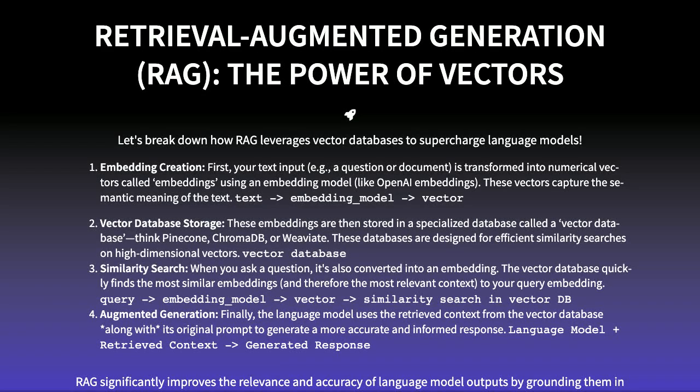Okay, let's talk about RAG. It's a really cool technique that combines the power of large language models with the speed of vector databases. Basically, first we turn our text, like your questions or documents, into numerical representations called embeddings. Think of it like giving each piece of text a unique fingerprint based on its meaning. These fingerprints are then stored in a special database built for searching these numerical fingerprints really efficiently. When you ask a question, we convert that into a fingerprint and the vector database instantly finds the most similar pieces of information. Finally, the language model, like ChatGPT or Bard, uses this relevant context to generate a much better answer than if it were working alone.